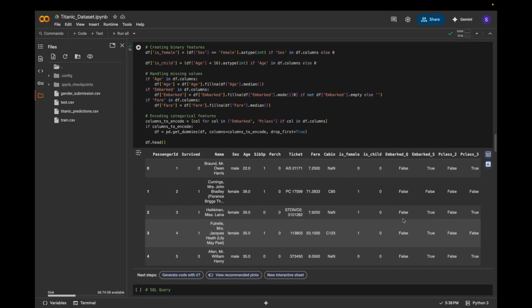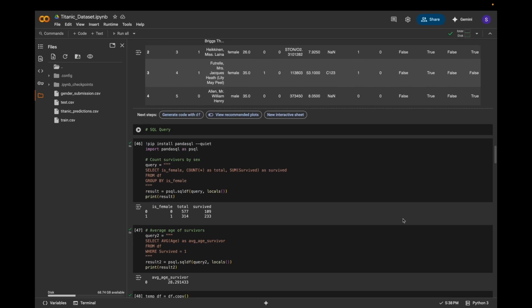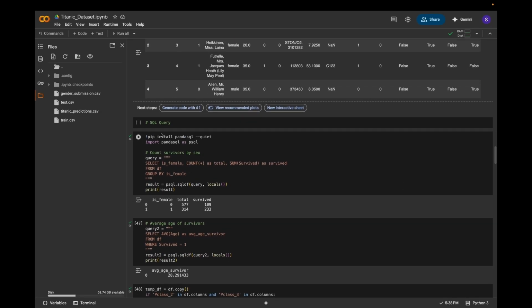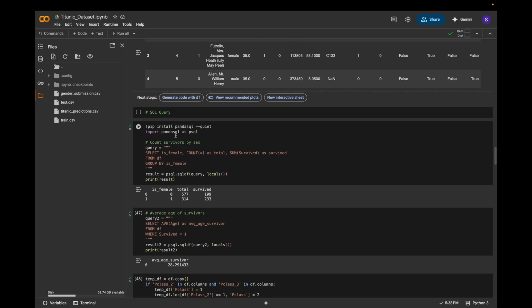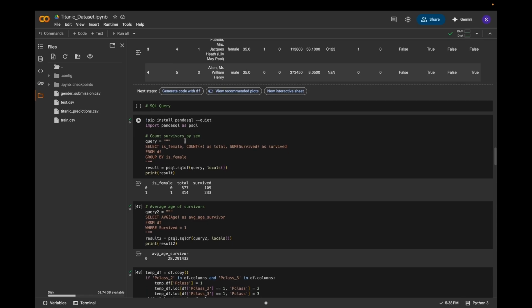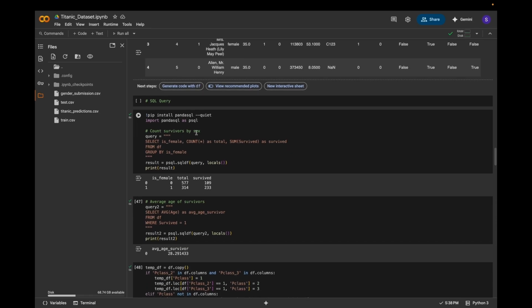Then we move on to SQL query. So I basically installed pandasql and I imported pandasql as PSQL. So basically made a basic query that counts all the survivals by sex.